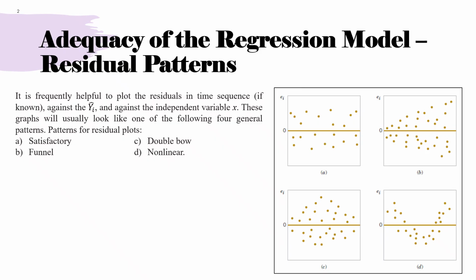Another key assumption is that the form of the model is correct. In simple linear regression, this means assuming that the relationship between the predictor and the response is truly linear. If the true relationship is nonlinear or missing important terms, the model may not adequately describe the data.